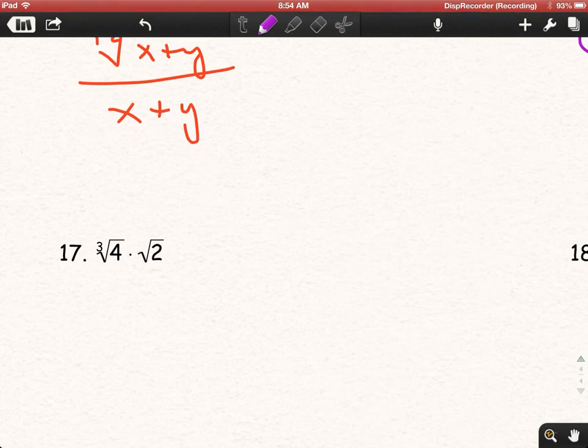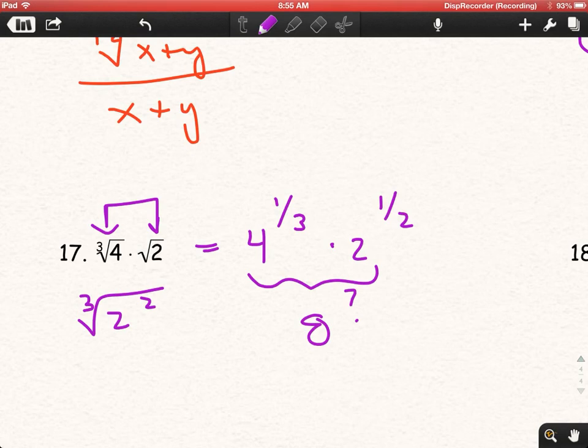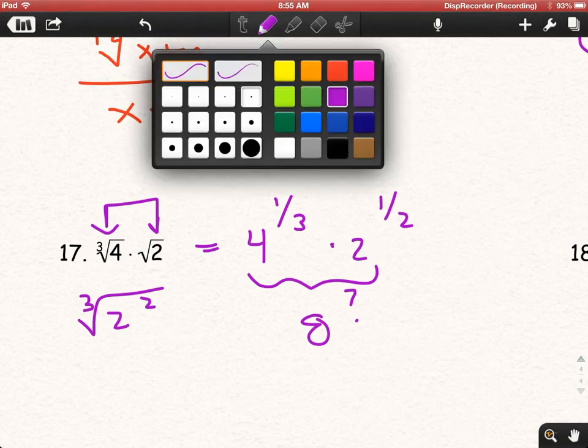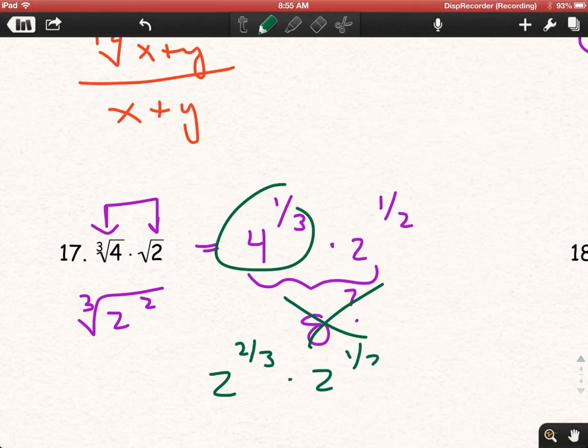Cube root of 4 times the square root of 2. Well, at the outset, you can't multiply a cube root and a square root, but if I turn this into 2 squared, or this is what I'll do, the way a lot of people did it, 2 to the 1/2. A lot of people called this 8 to some power. That is not 8 to any power. There's no 8 here. There's only 4s and 2s. And so this has to become 2 to the 2/3 times 2 to the 1/2.